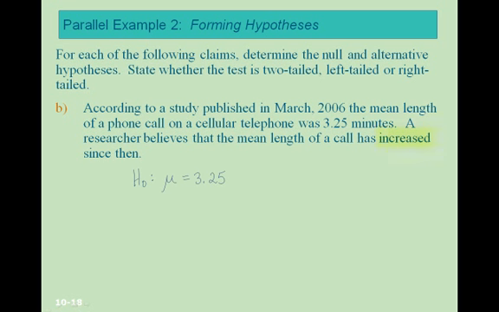And then notice that our researcher believes that the mean length has increased. So that's our key word there to let us know that our alternative hypothesis says then that the mean is greater than 3.25. And this then would be our right tail test.